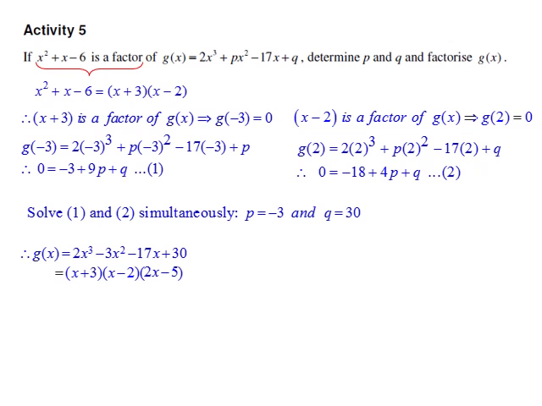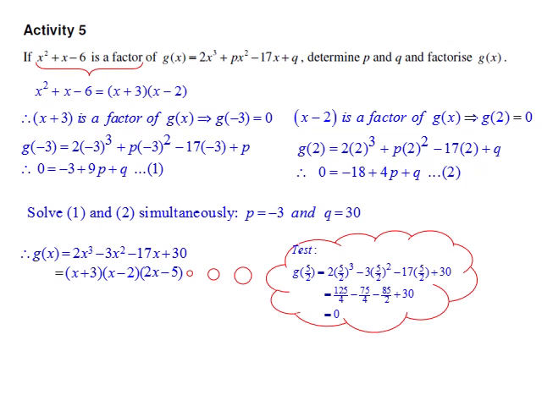To confirm this, we can calculate g of 5 over 2 and see that it is 0, which confirms that 2x minus 5 is the other factor and g(x) is fully factorized.